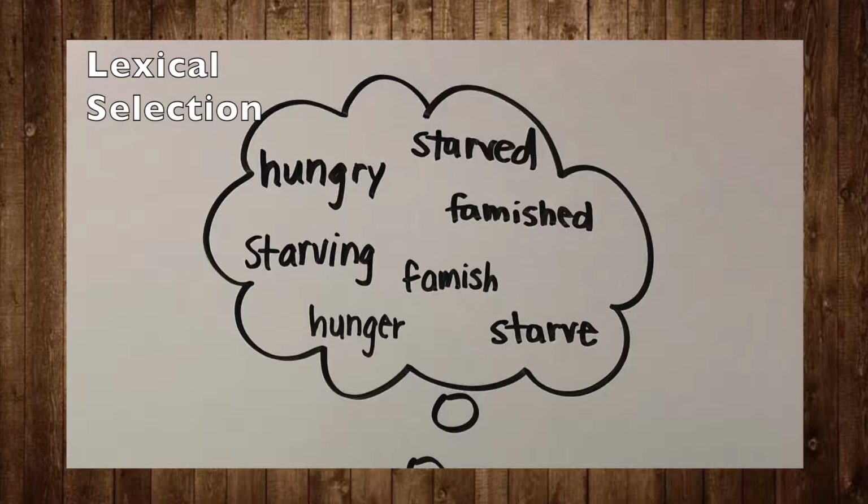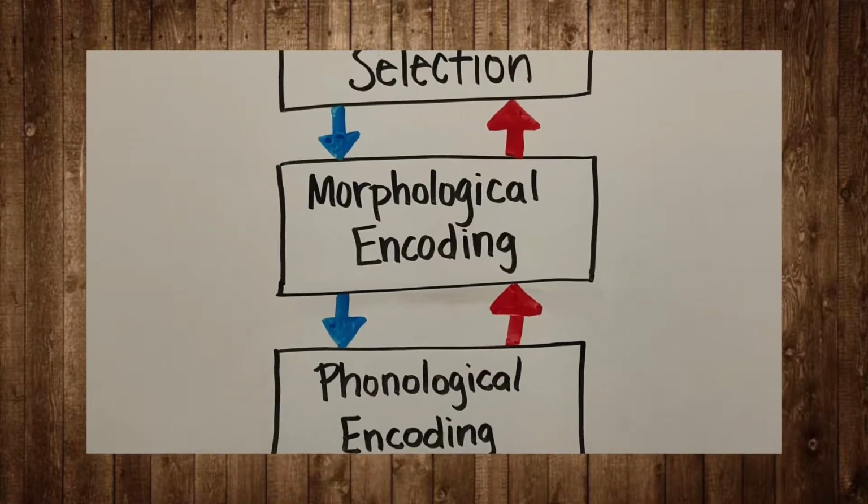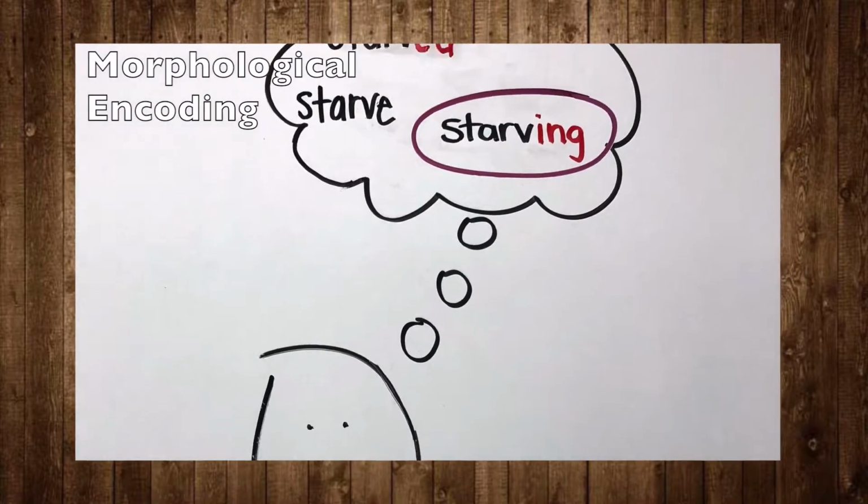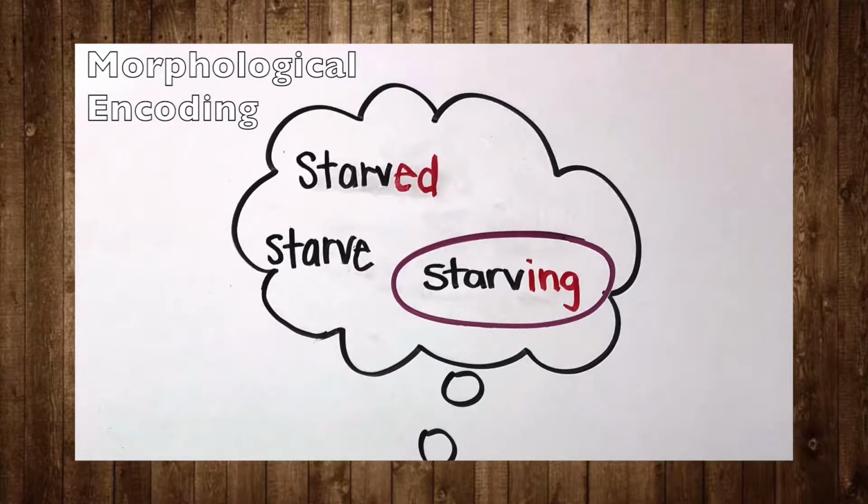In the lexical selection stage, we decide what we want to say by quickly going through our mental dictionary, made up of words we have prior knowledge of, and picking the word that best fits our lemma. Then we choose appropriate grammatical markers in the morphological encoding stage. This is where we decide if the word should have grammatical markers such as plurals, past tense, or present progressive.